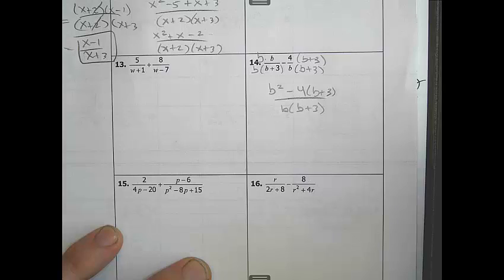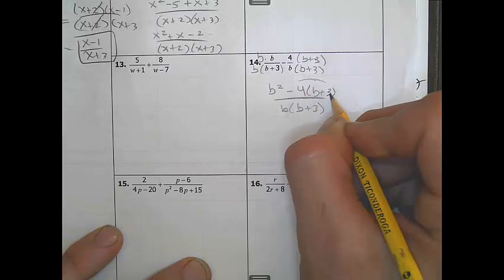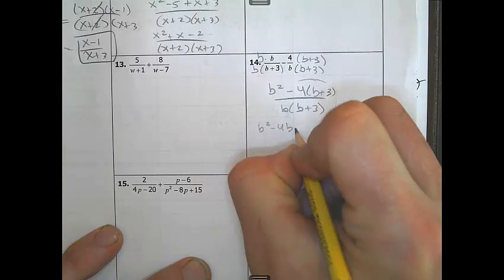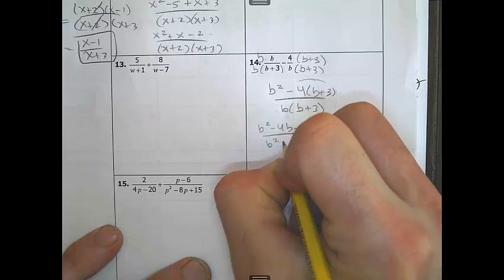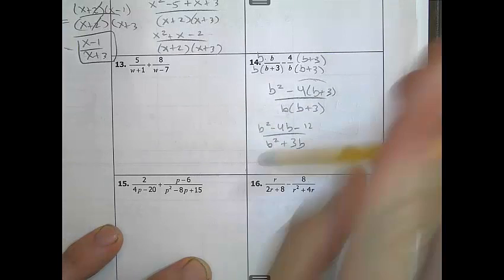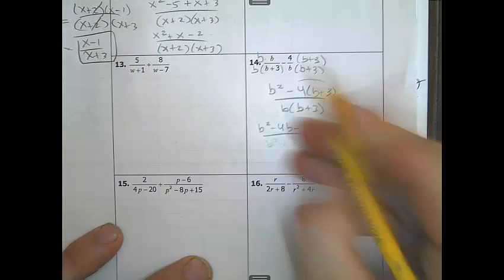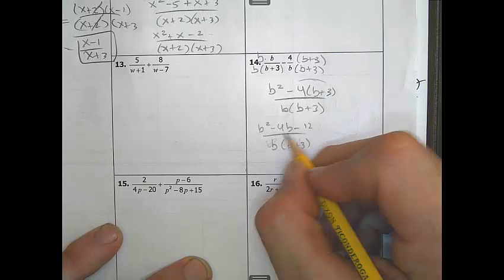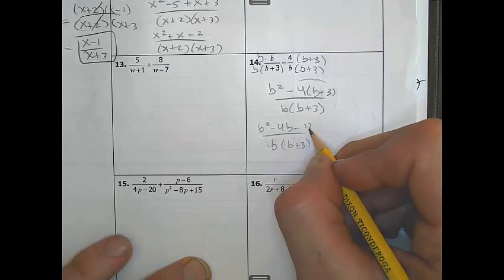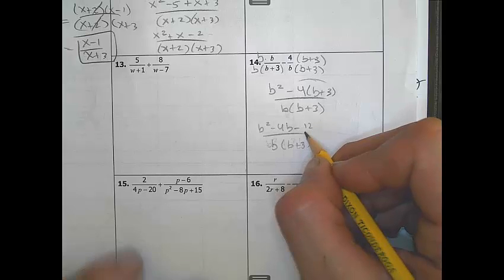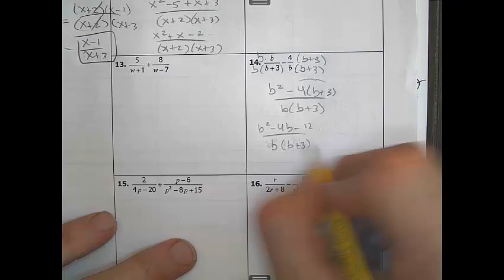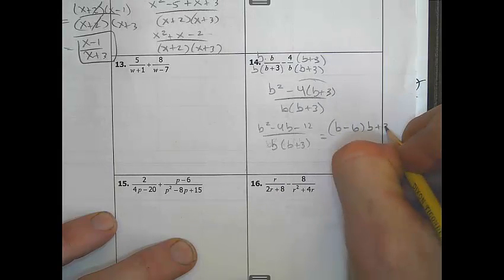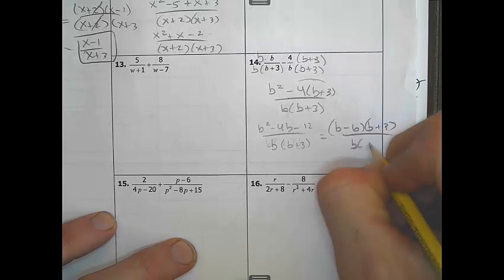All right, now let's simplify, distribute this negative and the 4 to both of these terms. So I get b squared minus 4b minus 12 all over b squared plus 3b. I'm sorry, I'm going to leave the bottom factored instead of distributing that. All right, now I'm going to try to factor the bottom. Are there two things that multiply to be negative 12 and add to be negative 4? Negative 6 and positive 3. So b minus 6 and b plus 3 all over b times b plus 3.